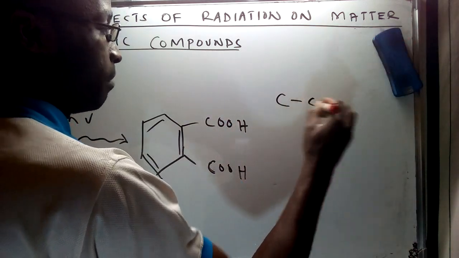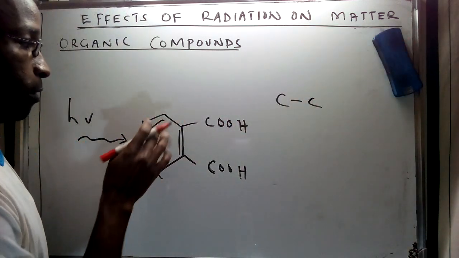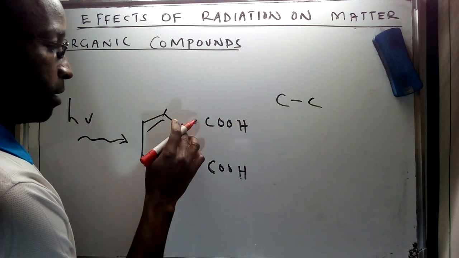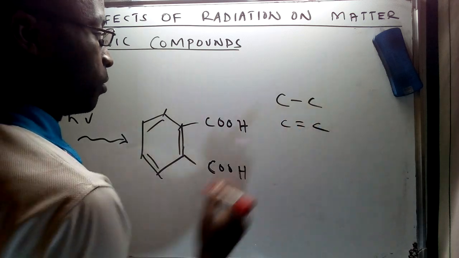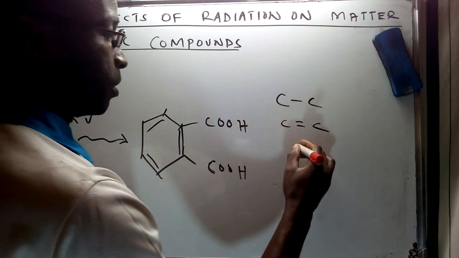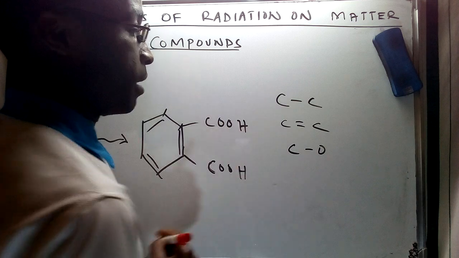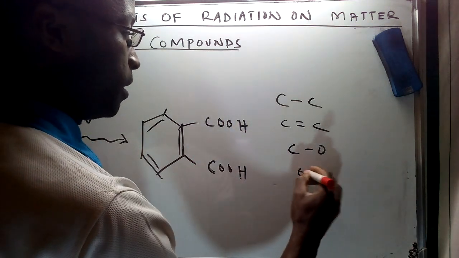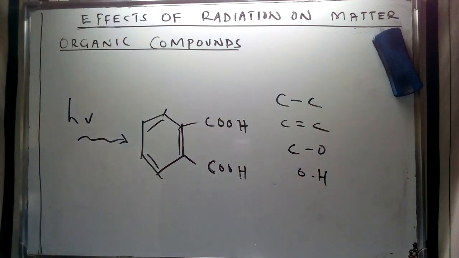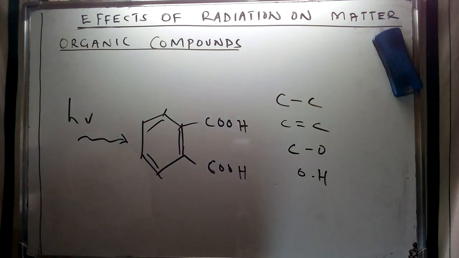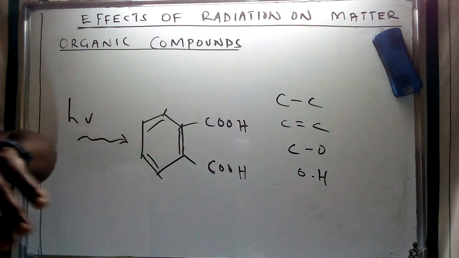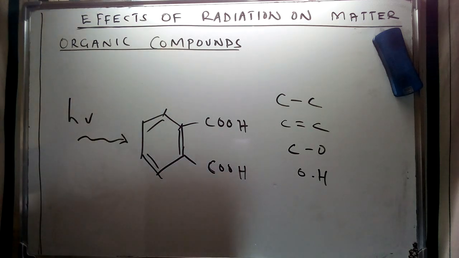And of course, I've listed examples of the carbon-carbon bond which is going to be involved. Perhaps from this specific carbon to this one, there's a single bond. But from this carbon to this one, we're going to have a double bond. And in this particular case, we're going to have a carbon-oxygen bond, which is a carbonyl carbon. And we're also going to have this oxygen-hydrogen bond being involved in the formation of this specific compound. So this is going to form our basis of interpretation for the effect of radiation on organic compounds.